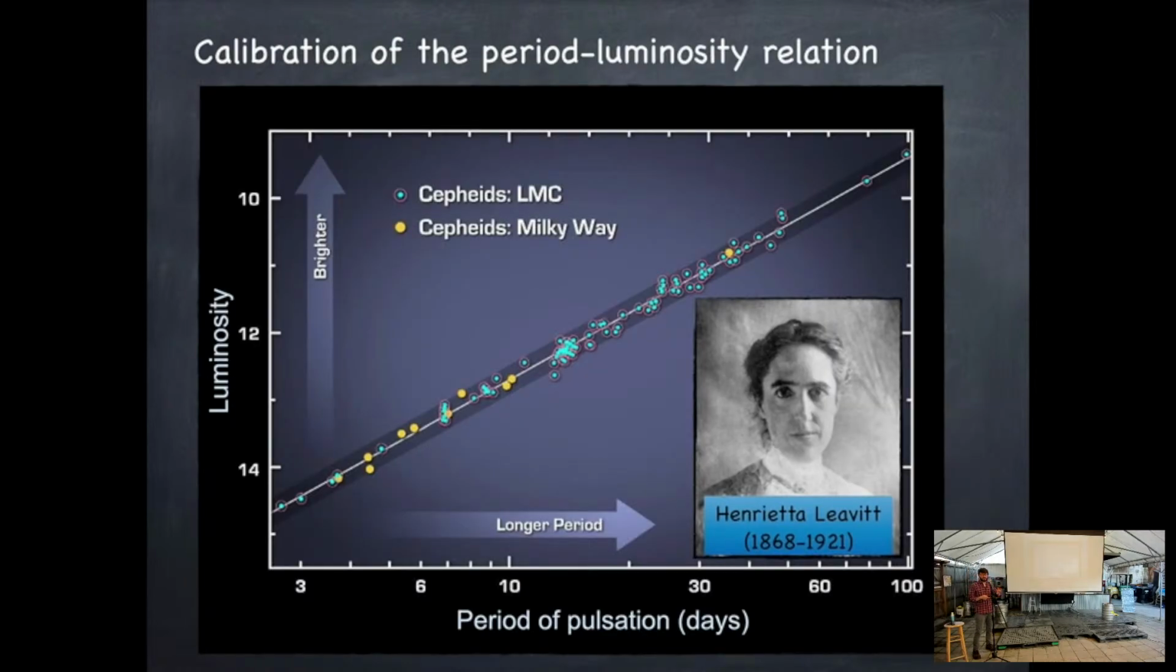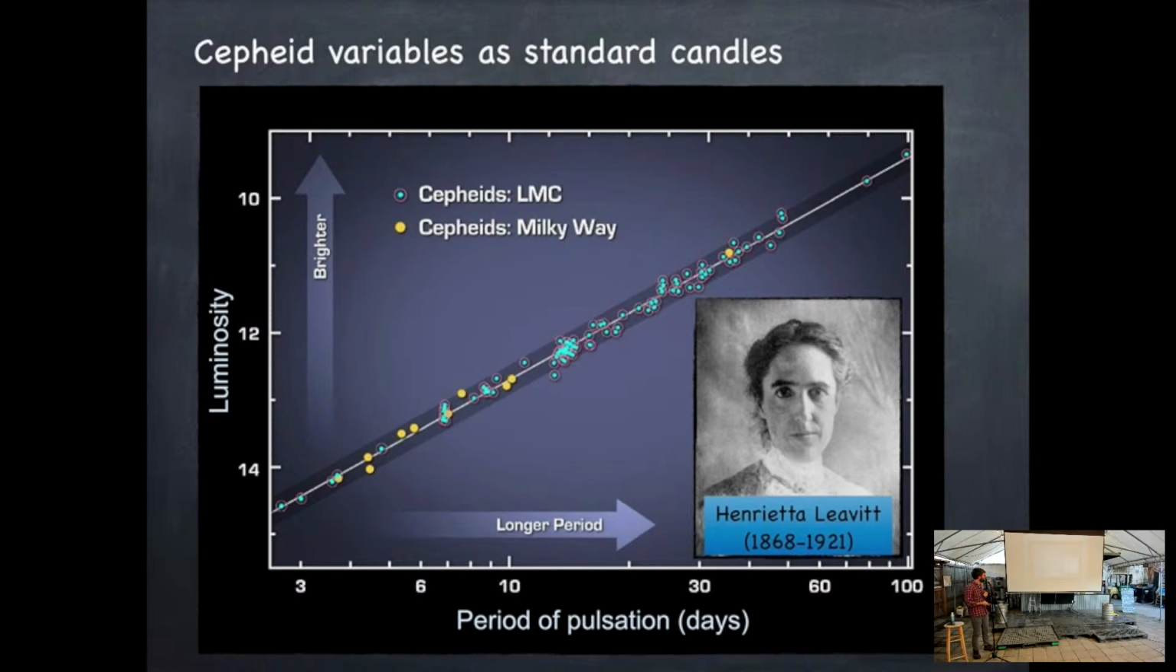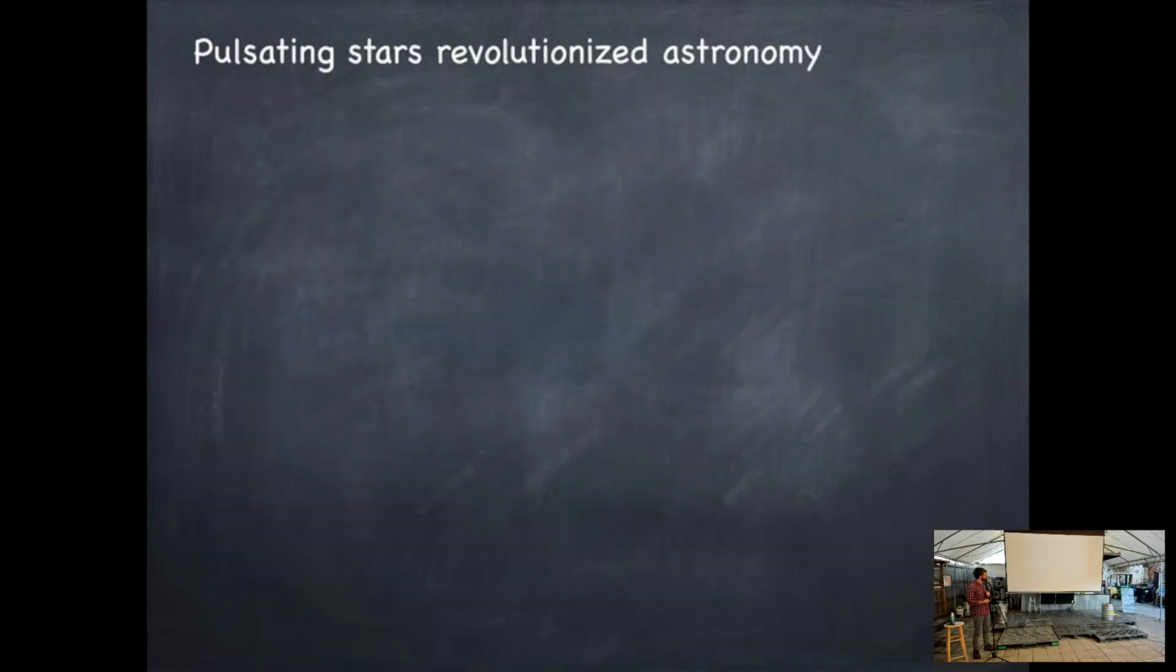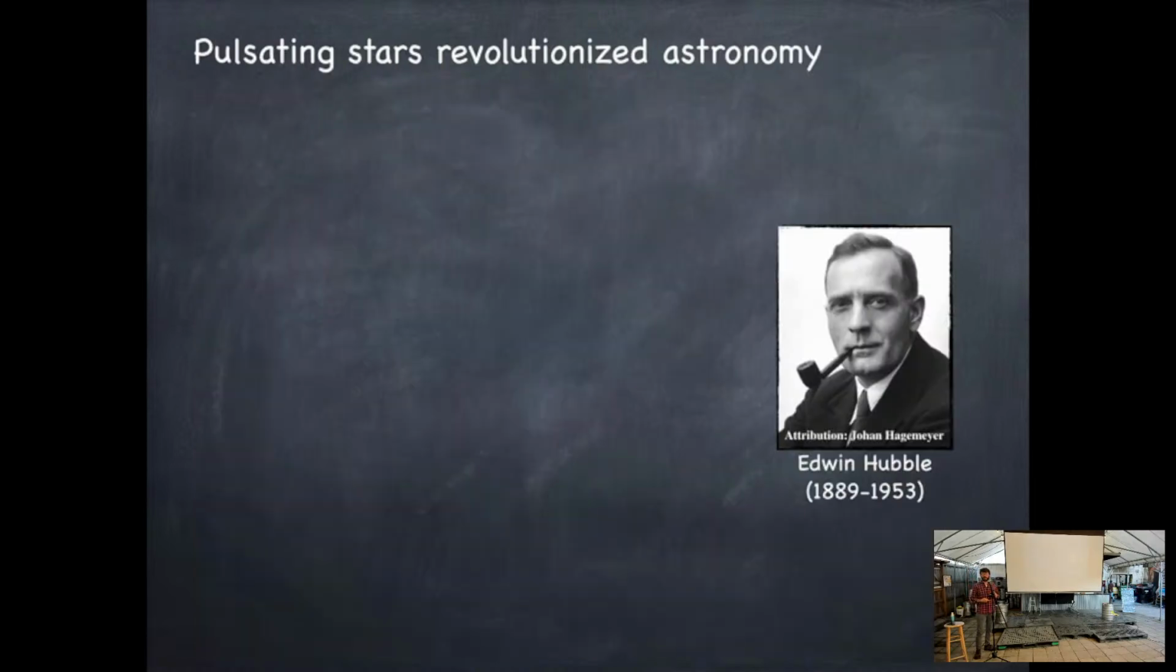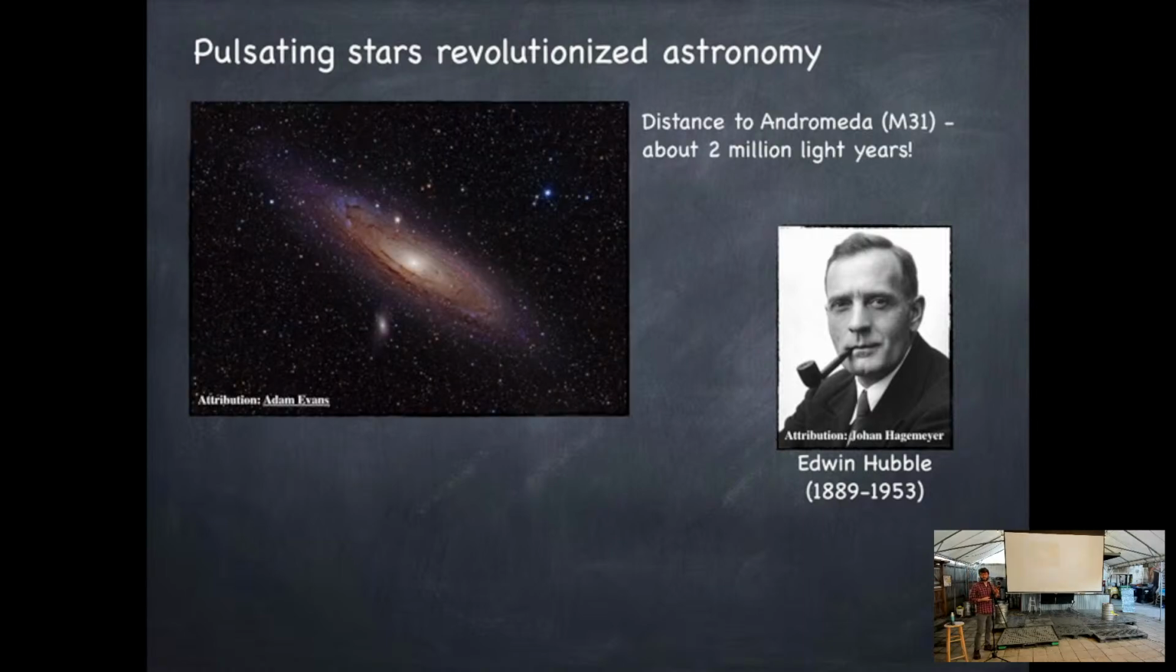So again, just to summarize so far, Henrietta Leavitt discovers the period luminosity relation, which gives us pulsating stars as standard candles, and allows us to exit our galaxy to nearby galaxies. And this really can't be overstated because just several years after the discovery of the period luminosity relation by Henrietta Leavitt, Edwin Hubble uses this next step of the distance ladder to do two things which are very important.